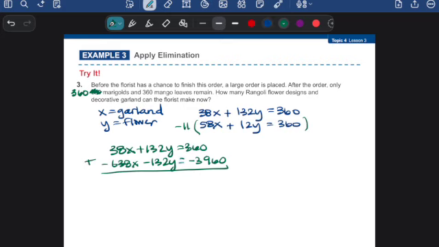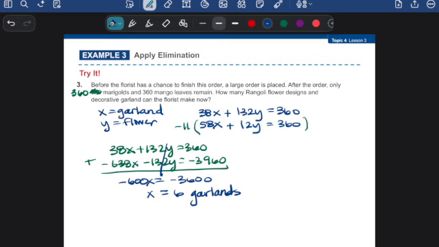Add them together. We're going to cancel out the y variables. We get negative 600x equals negative 3,600. Divide both sides by negative 600. X is going to equal 6. So we can make 6 garlands now. 6 garlands. That makes sense. We have less flowers to use, so we should be able to make less of the decorations.